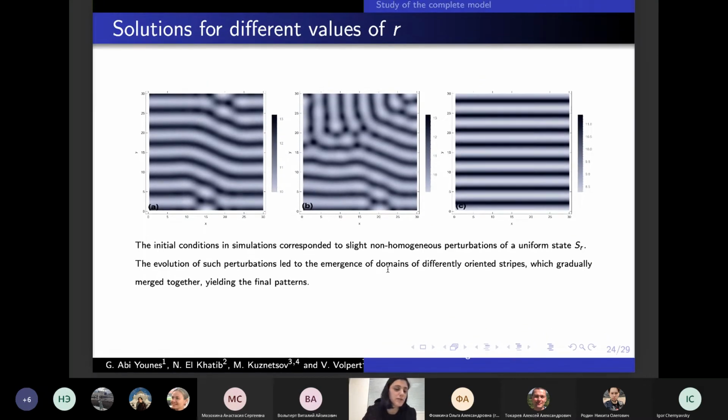Now here are the results of the simulations for the two-dimensional model. The simulations in A, B, and C are for different, increasing values of R, and you can see that the domain here is a square. The initial conditions are a slight non-homogeneous perturbation of the uniform state SR, and this perturbation leads to the emergence of these patterns.